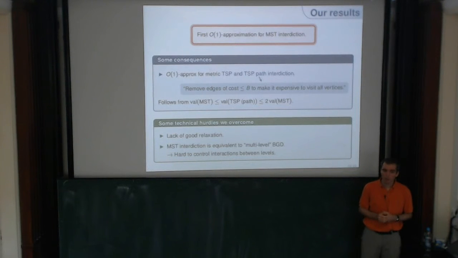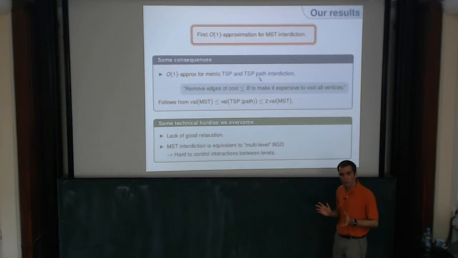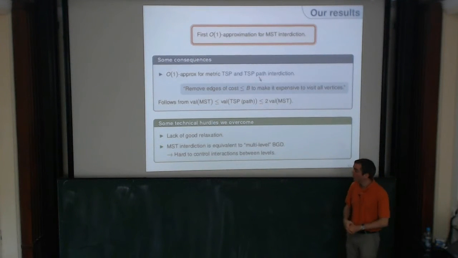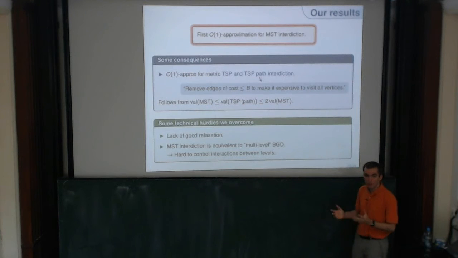Maybe some technical hurdles we have to overcome to find a constant factor approximation for the MST interdiction problem: first, it's hard to find a good relaxation. Even for the k-cut problem, it's not so easy to find a good relaxation. I'm grateful to Chandra and Ravi, who told me recently about some results in that direction. So there are relaxations for the k-cut problem that are strong, but even that is not simple. And of course, MST interdiction is a slightly different beast even. And another kind of difficulty is that MST interdiction can be interpreted as a multi-level budget graph disconnection problem. And I will come back to that in a second and be more specific about it in a few slides.